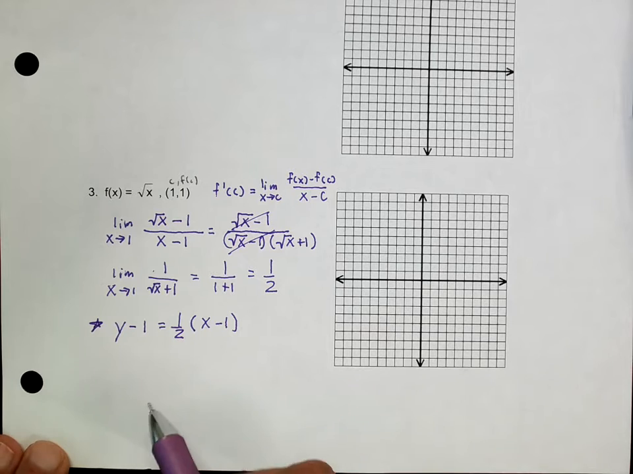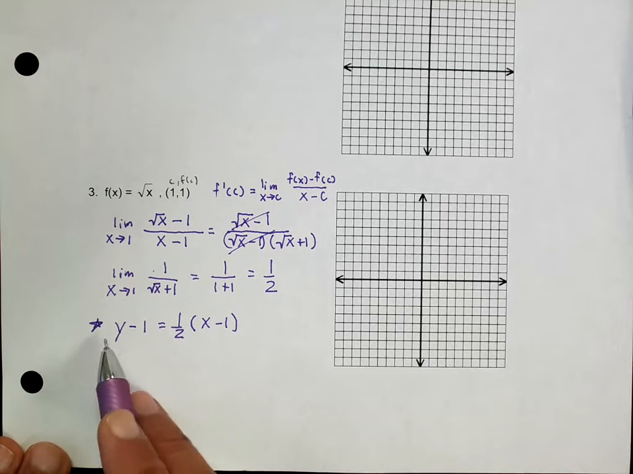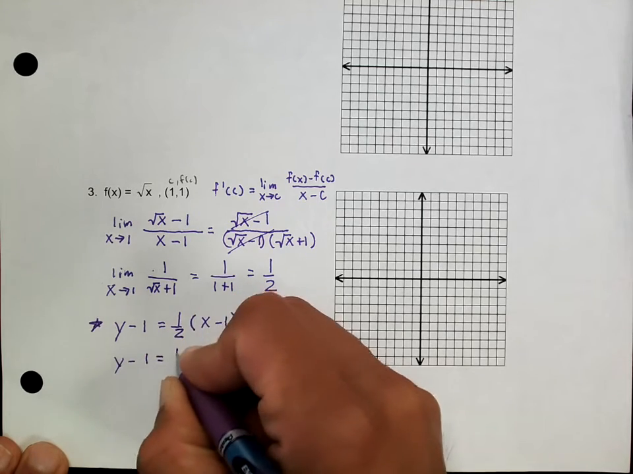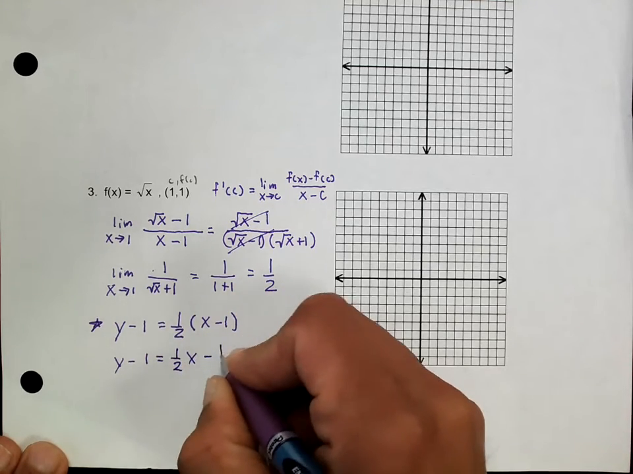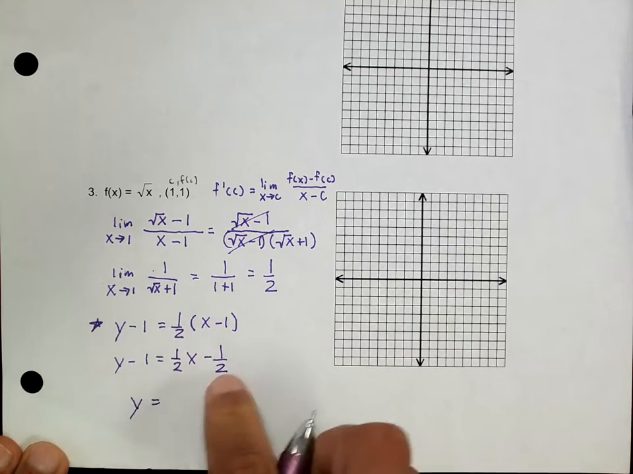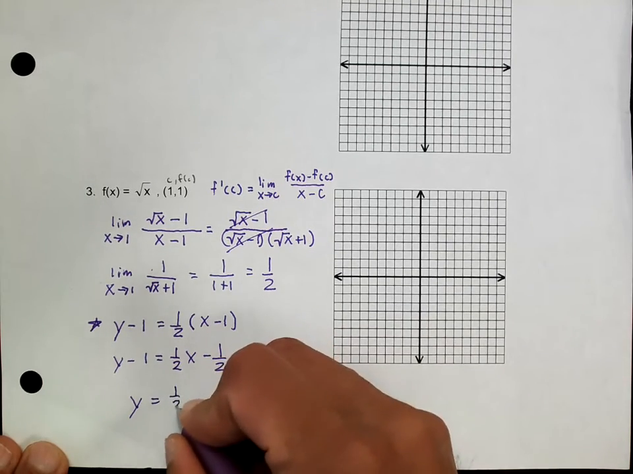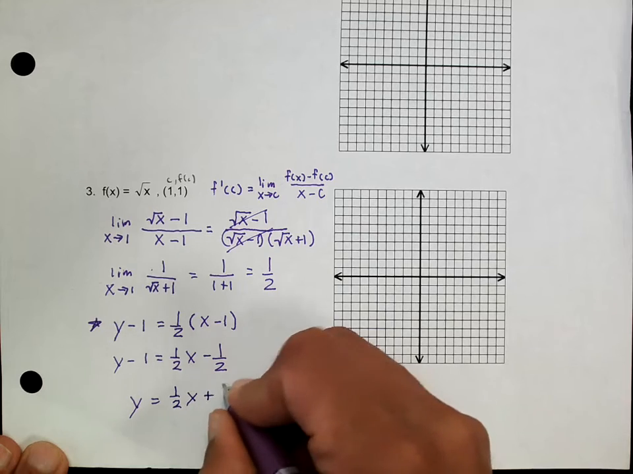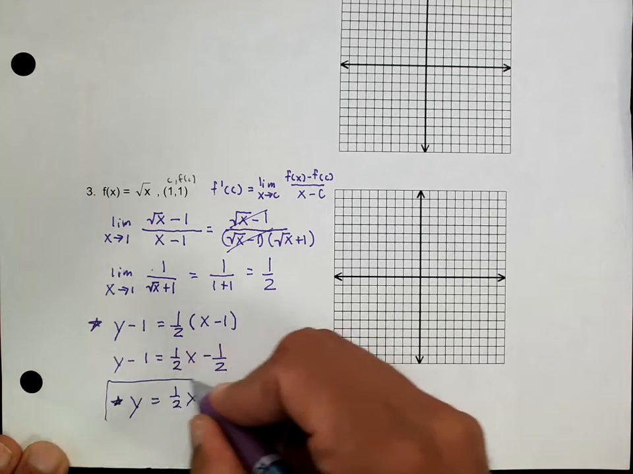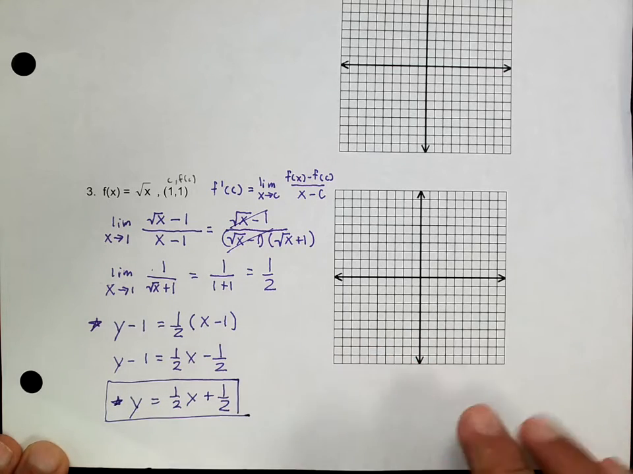But in this case, because I do need to graph it, I'm going to go ahead and solve for y. So step 1 is I'm going to distribute. Step 2 is I'm going to add a 1 to this side, and I'm going to end up with 1/2 x plus 1/2. Okay, so this is the equation that I need. I'm going to graph that.